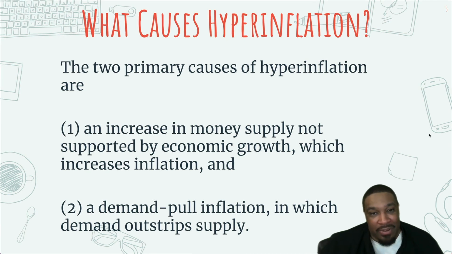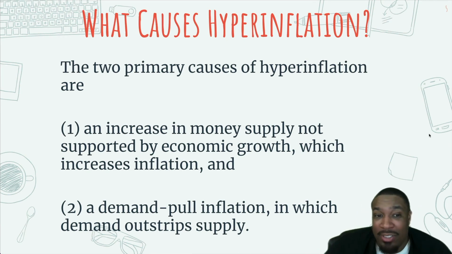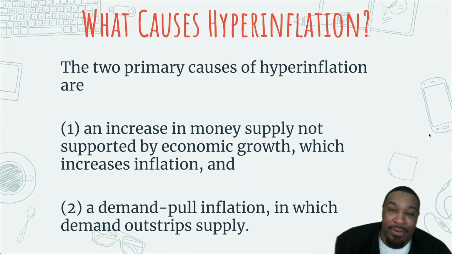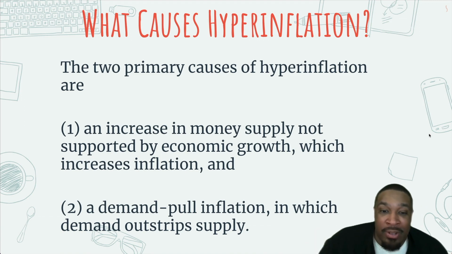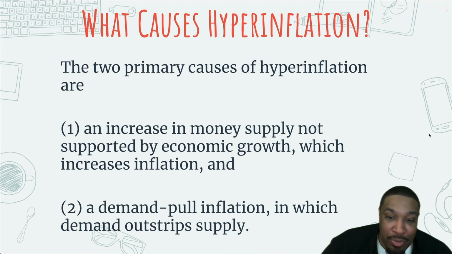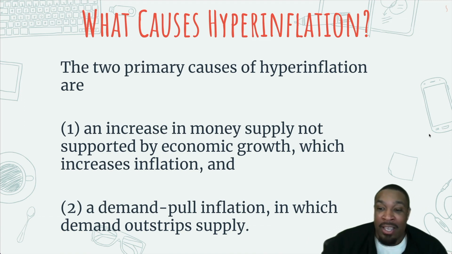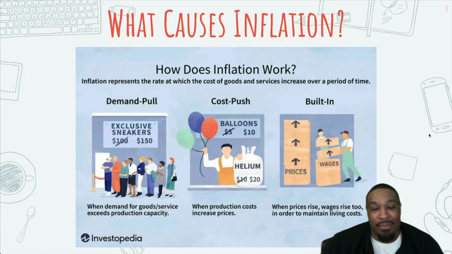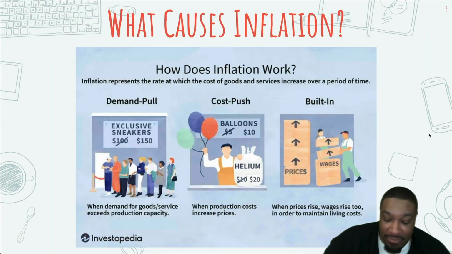What causes hyperinflation? The two primary causes of hyperinflation are, number one, an increase in money supply not supported by economic growth, which increases inflation. Increase in the money supply not supported by economic growth. Remember that. And number two, demand pull inflation, in which the demand outstrips supply. So now let's go back up to our example where we talk about demand pull inflation.